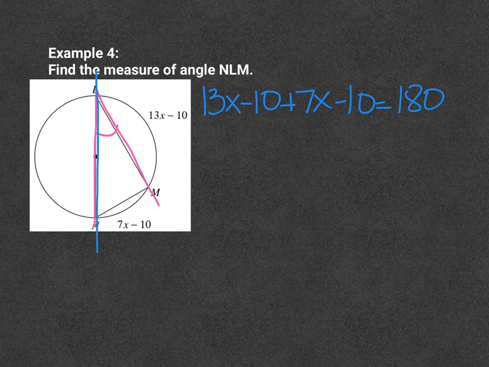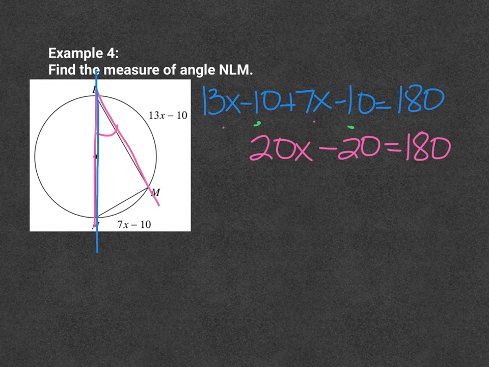Now I'm going to combine like terms. So I have 13x plus 7x. That's going to give me 20x. And then I have negative 10 plus a negative 10. That's going to give me negative 20. And bring down 180.